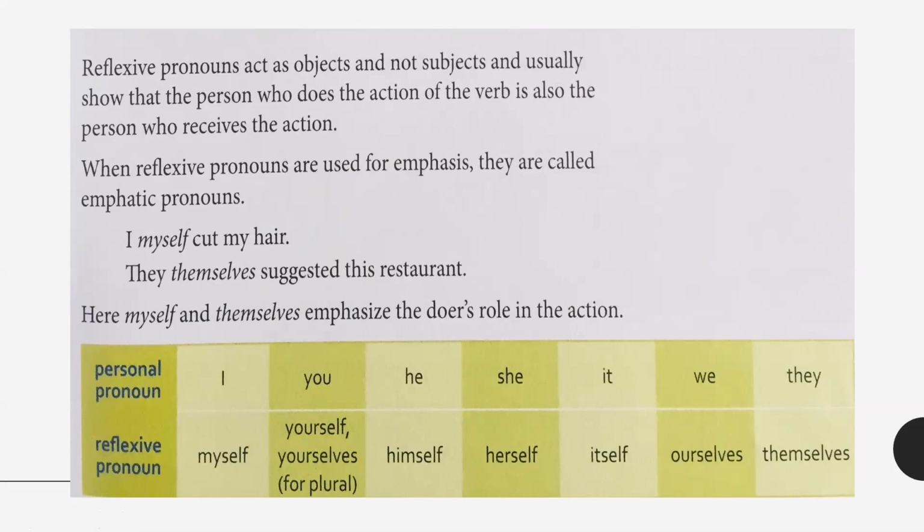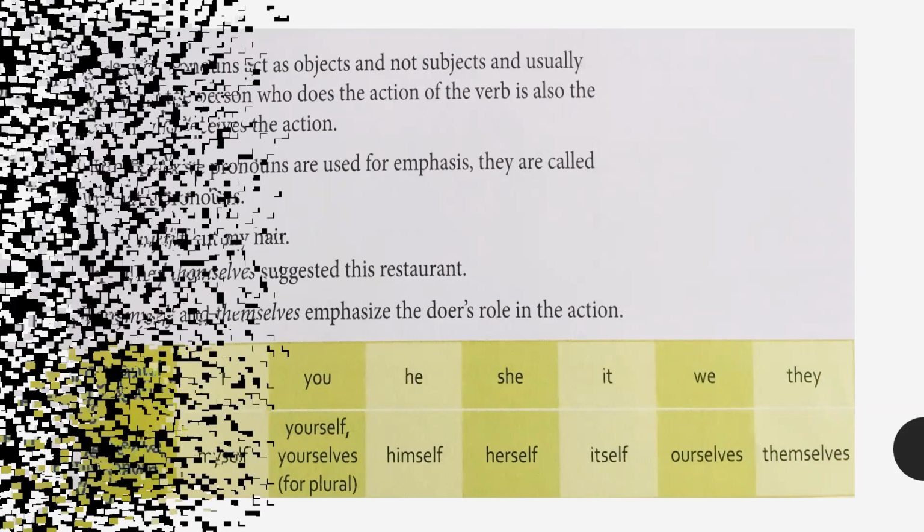Now let's look here. Personal pronouns are given here: I, you, he, she, it, we, they. If the same are used as reflexive, I will become myself. I is singular, so we will use self. You, yourself, yourselves if it is plural. He, himself; she, herself; it, itself; we is plural, more than one, so ourselves, selves; and they will become themselves, selves. I hope the concept is clear.